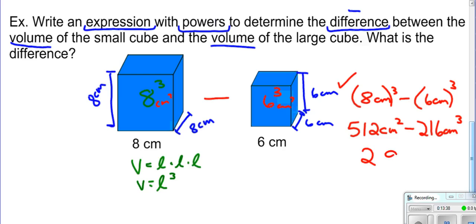So 296 centimeters cubed. We could say the volume of the large cube is 296 centimeters cubed greater than the small cube, or the small cube is 296 centimeters cubed smaller than the large cube. So basically that's how much less it could hold. If we were talking milliliters, it would be 296 milliliters less or 296 milliliters more for volume.